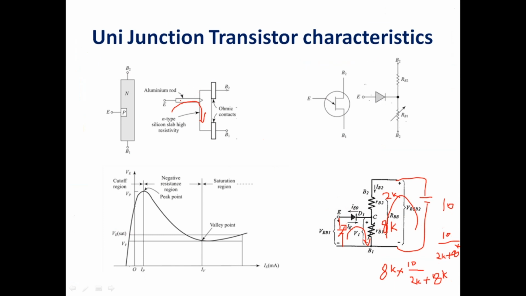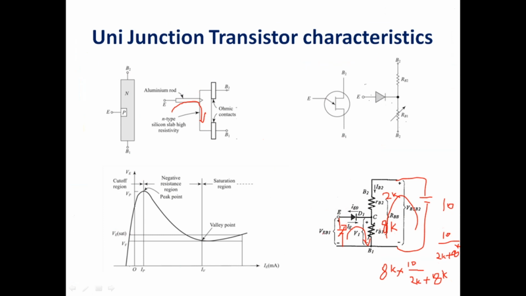If you apply more than 8.5 volts in this case, this current means this is forward biased, so from these materials holes are injected here and the resistivity will reduce. This resistance from 8k will come down to something like 50 ohms, or very small ohms. So the resistivity of this will reduce. This is a characteristic of UJT. This is what is shown here.